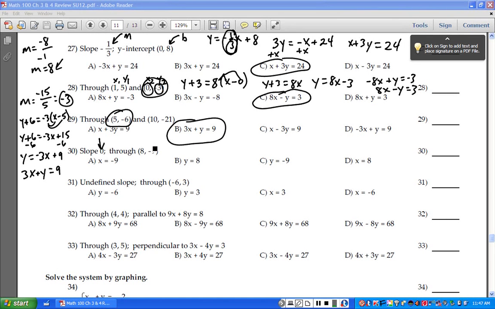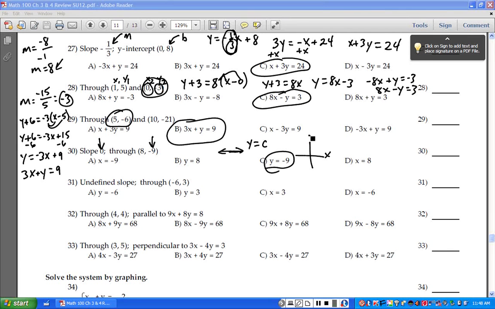For number 30, I have a slope and I have a point. Anytime slope equals 0, that tells me that I have a horizontal line, because slope is 0, which tells me y equals some constant, y equals some number. So I know it's got to be either B or C. And the reason I know it's going to be C is because the point that is given says my y is -9. So my horizontal line means that I have to go through y is -9.